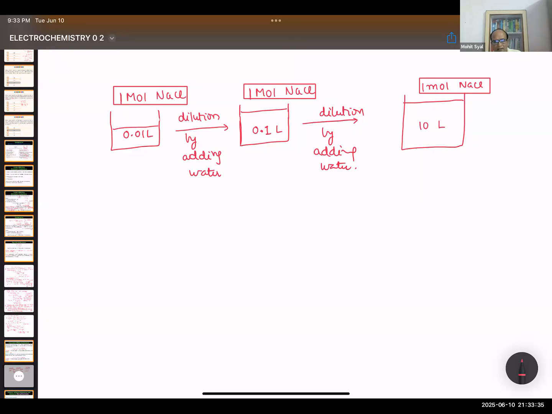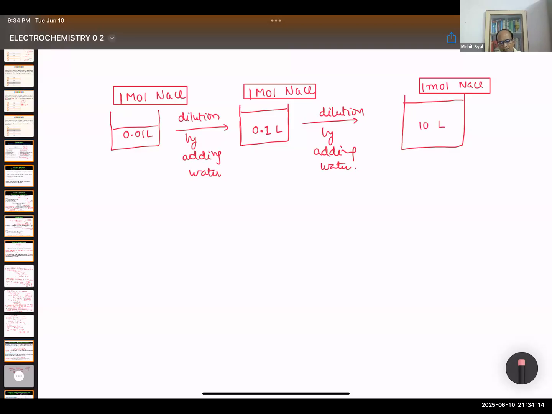I think we have to end the class, as there are some physics classes. We are going to discuss molar conductivity in the next class, because some of you may be having physics class. Is it clear? So just try to think what will happen to the molar conductance and the specific conductance, and how the molar conductance is going to change.